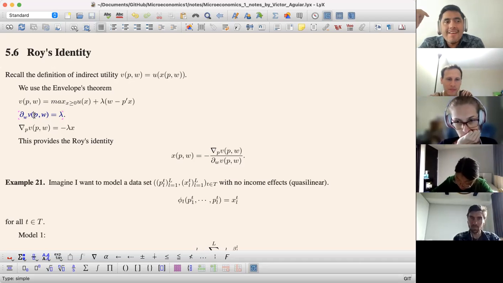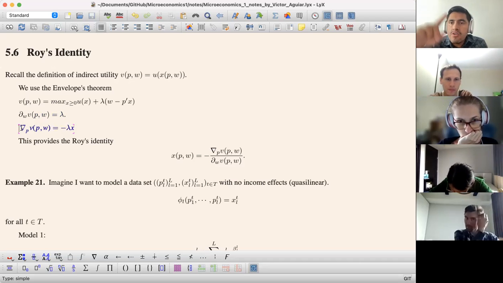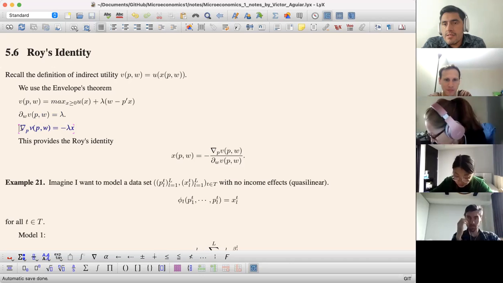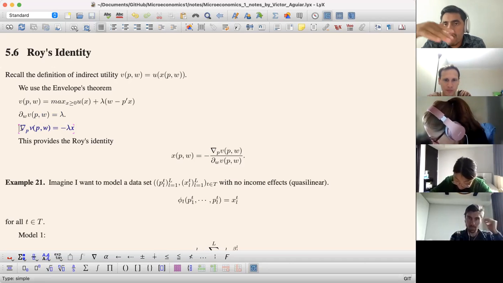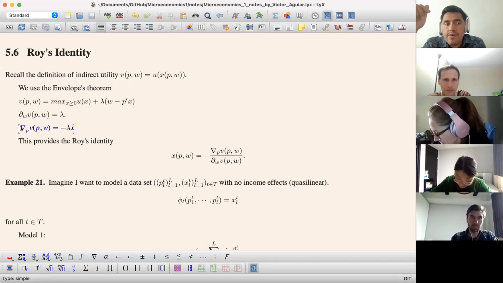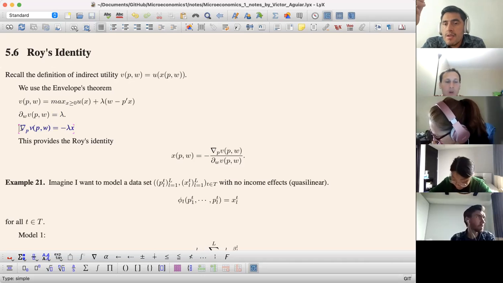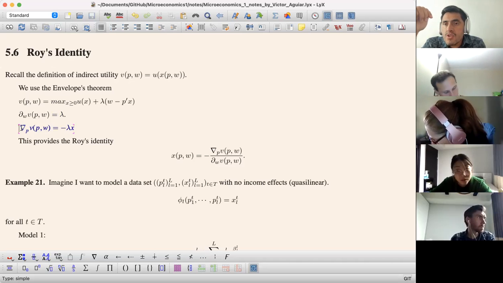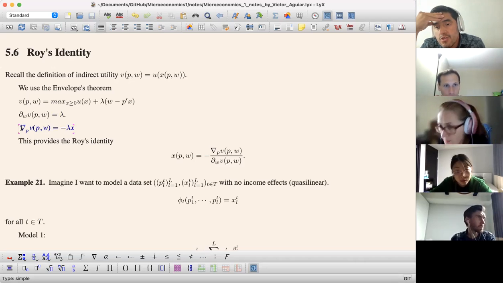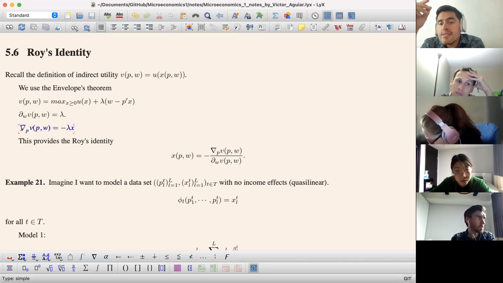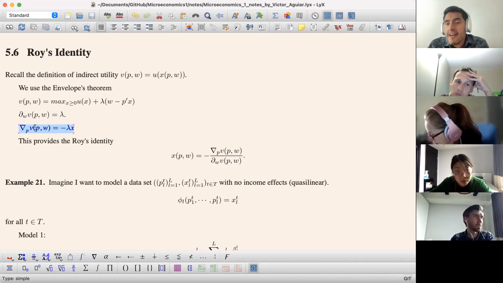So now prices. Here you see the symbol that we have seen before. This is this nabla, a vector of partial derivatives, so this is the gradient. That's another way to call it. Essentially, this is a vector. In each entry, there is a partial derivative of the indirect utility with respect to the price. So the first entry of this vector is going to be the partial derivative of the indirect utility with respect to price 1. Do you understand? This is of size L times 1. The previous one is just a scalar. This instead is a vector.